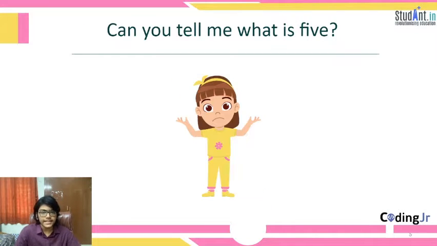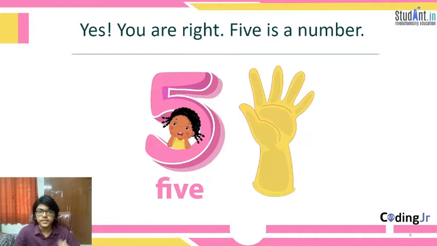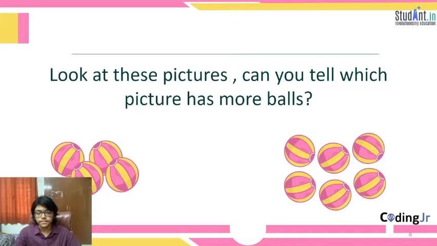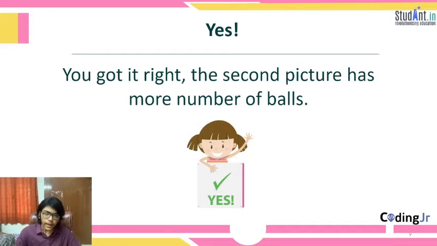Now what exactly is 5? 5 is obviously a number. Now look at this image here. There's a few balls on the left hand side and there are a few balls on the right hand side. Can you tell me which side has the more number of balls? You're right. The right hand side has the more number of balls. On the right side there are 6 balls and on the left side there are 4 balls. And 6 is greater than 4, meaning that the right hand side has the more number of balls.